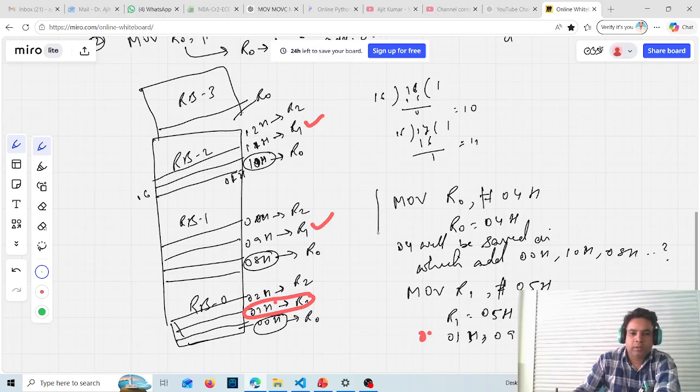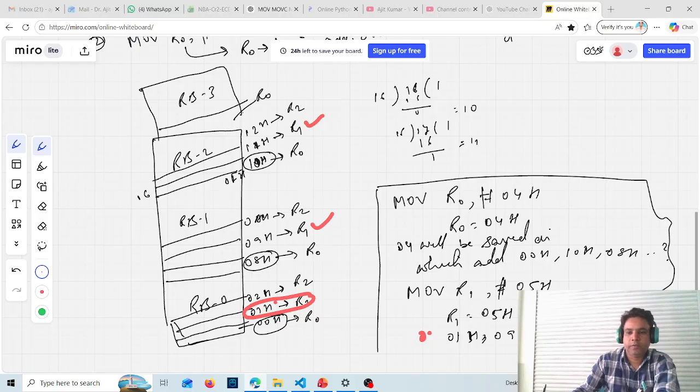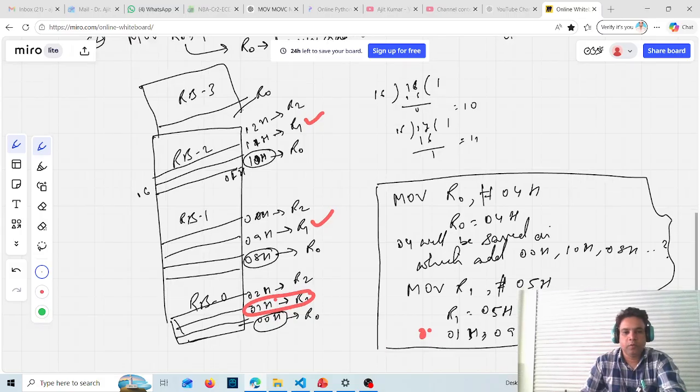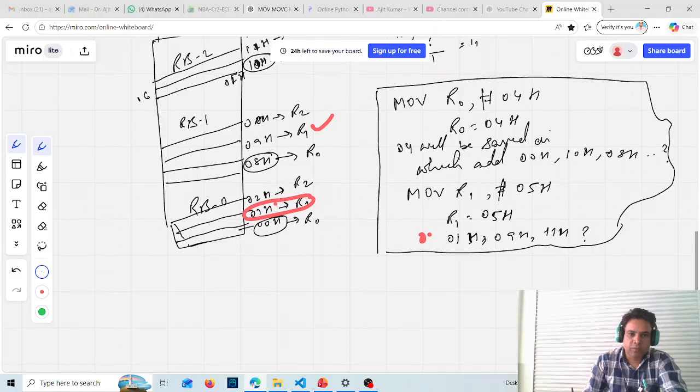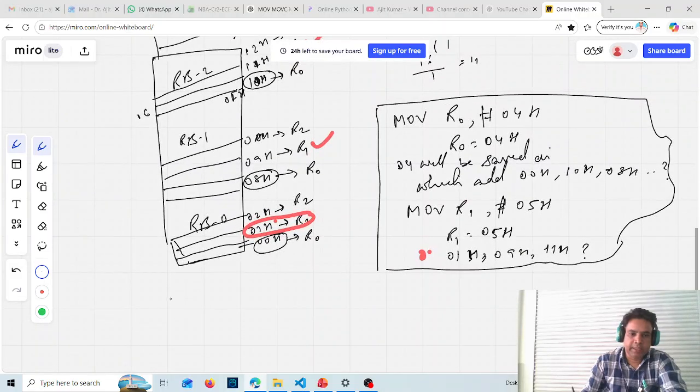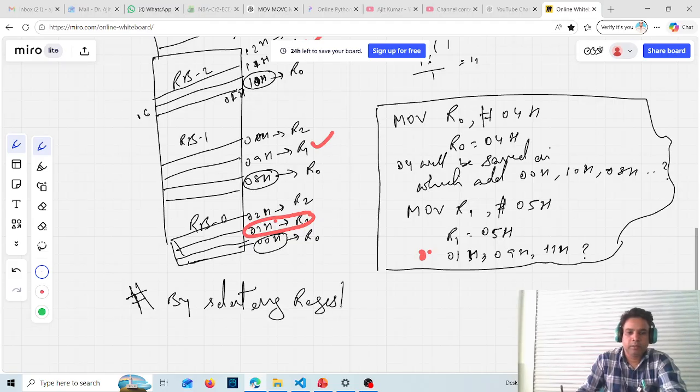Just now, if you remember, I was telling that register banks are selected using the D3, D4 bits of your PSW register. So that is actually done by, first of all, selecting the register bank.